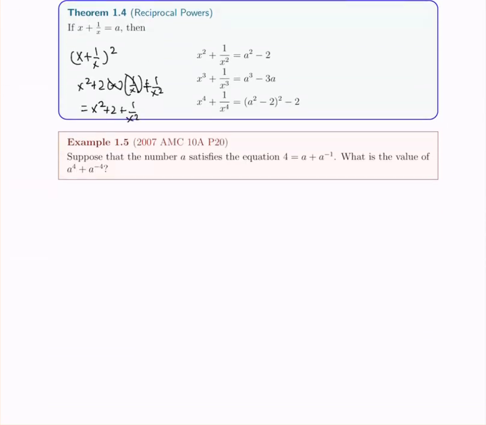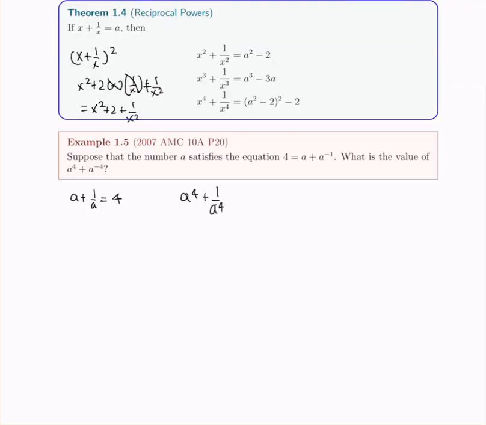Okay, to put this into use, let's try the 2007 AMC 10A problem 20. The problem reads: suppose that the number a satisfies the equation 4 is equal to a plus 1 over a. What is the value of a to the power of 4 plus 1 over a to the power of 4? So we know that a plus 1 over a is equal to 4, and we want to find a to the power of 4 plus 1 over a to the power of 4.